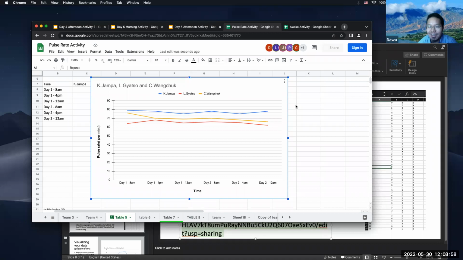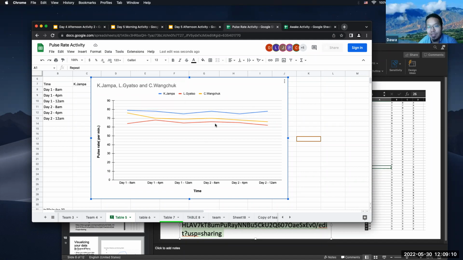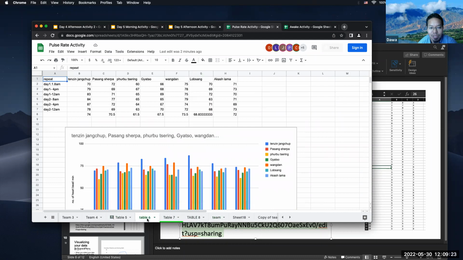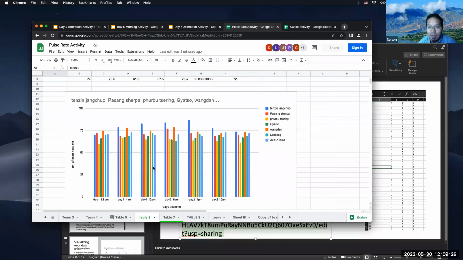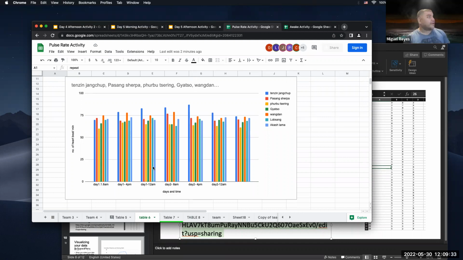So here we have a nice graph. No, that's very good. We have a nice graph with three people, showing a difference across the different days, but they're all different from each other. That's very, very interesting. And this one has a slightly different visual, but it still works.